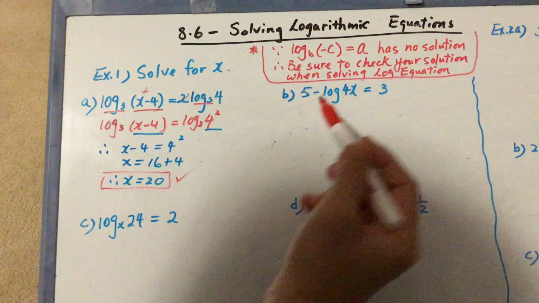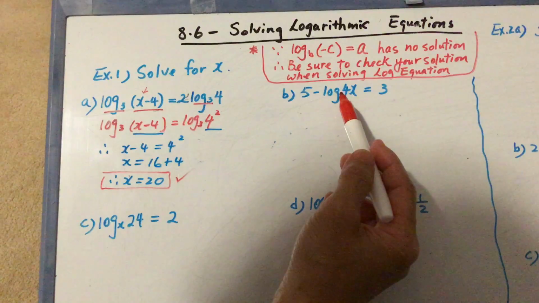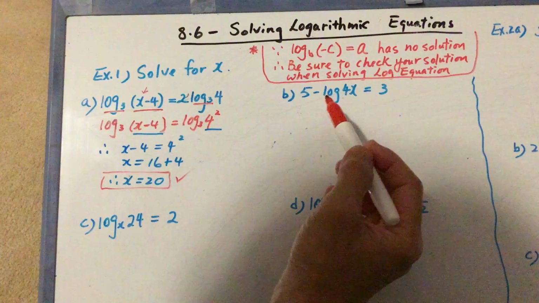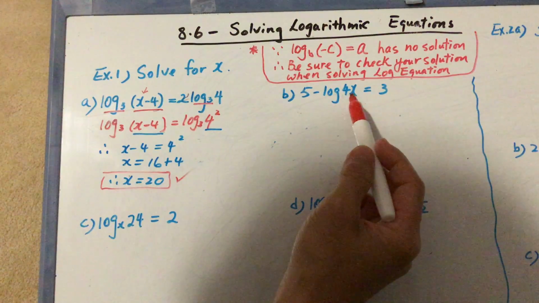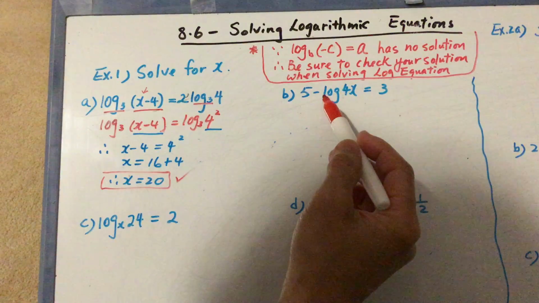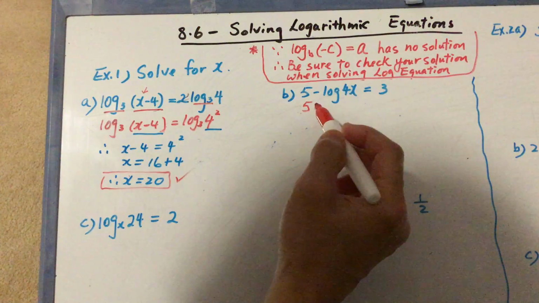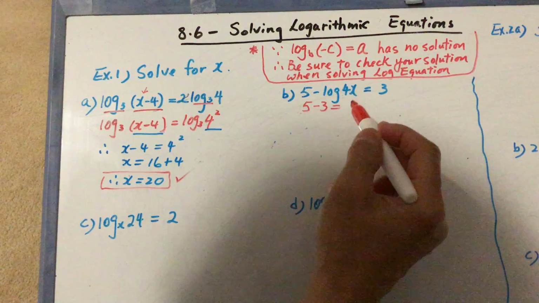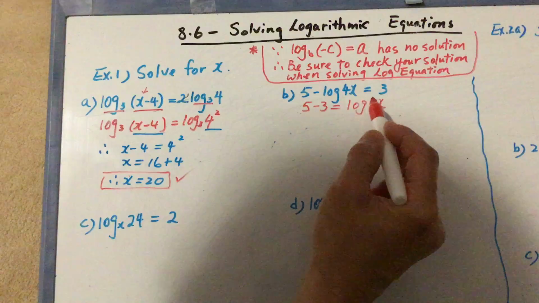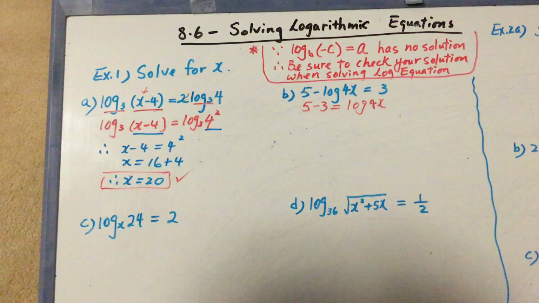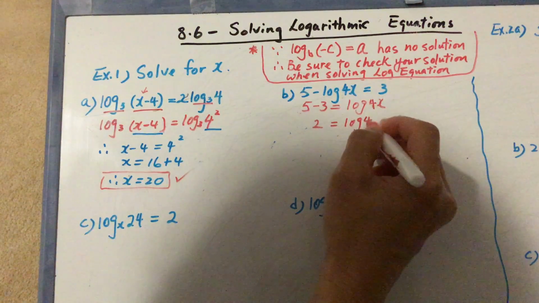For part B, we have 5 minus log 4x equal to 3. Again, you don't see any number beside the log, which means this is in base 10. Because the x is inside, the log 4x becomes the variable term, so we need to isolate it. I bring the 3 over, so 5 minus 3 equals positive log 4x. We want to make sure the variable term is positive so we can solve for x. Now we have 2 equal to log 4x.